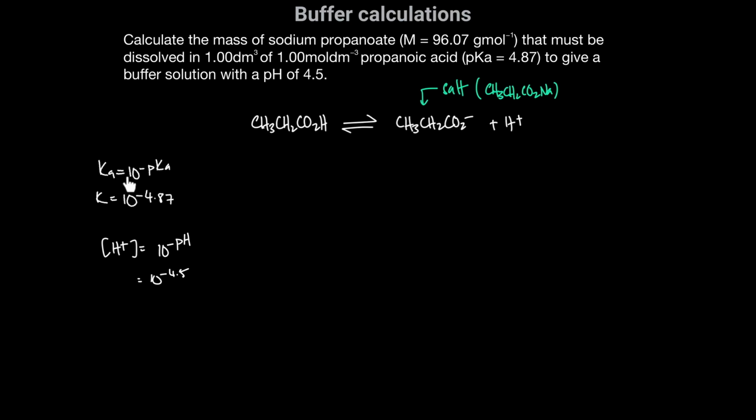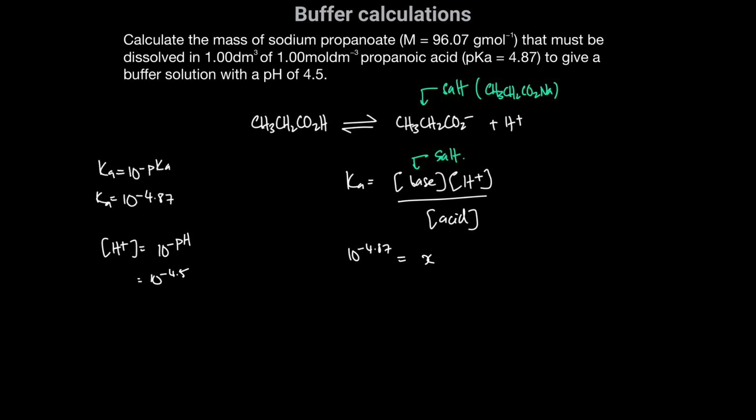Again, the reason we're doing that here is because we just want to substitute these values into the Ka expression, right? We know that the Ka for this buffer solution is the concentration of the conjugate base times the concentration of H plus divided by the concentration of acid, right? Now again, the conjugate base is coming entirely from the salt. We don't know the concentration of the base. We have found the Ka, that is 10 to the power of negative 4.87. We want to find the concentration of the base and therefore the salt. We know the concentration of H plus ions is 10 to the power of negative 4.5.